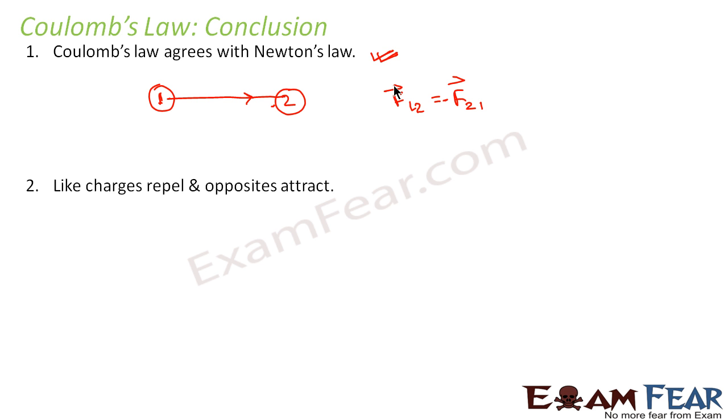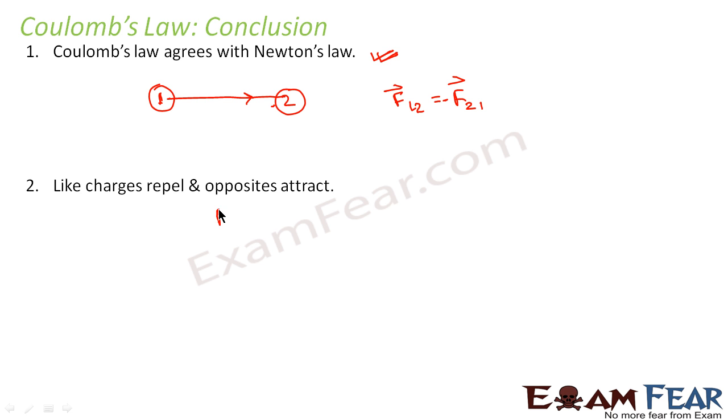Also, it tells that like charges repel and opposites attract. We already knew this fact, right? Coulomb's law also agreed to this. This is how Coulomb's law shows how effective the law is, because it agrees with Newton's law, which is already an accepted law. Similarly, it satisfies the known fact that like charges repel and opposite charges attract. How? Let us see that.